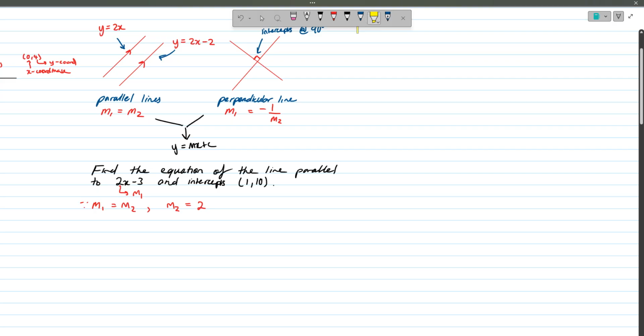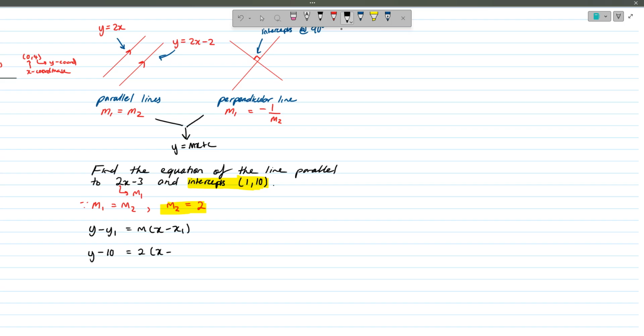So in this case, now effectively it comes back down to what we learned last time, and it's that we have an intercept, a coordinate, and also a gradient. So we can just use the point gradient formula, y minus y1 is equal to m(x minus x1), and we can say that y minus 10 is equal to 2(x minus 1), which will then be y is equal to 2x minus 2 plus 10, which is just 2x plus 8. And that is how we answered that question.